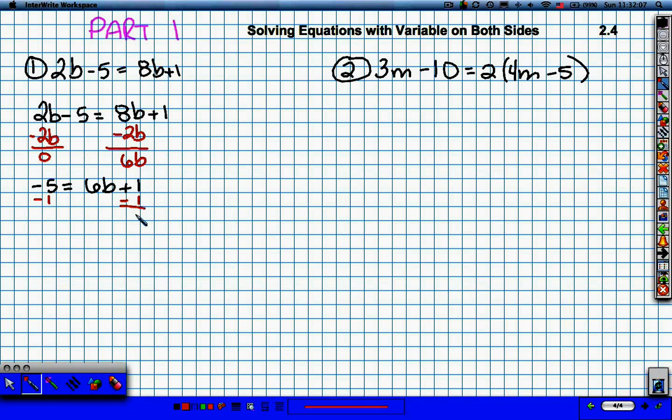So of course this will become 0 because they're inverses, and then a negative 5 minus 1, if I don't remember, I'm going to write it out. Negative 5 minus 1 is the same as doing a negative 5 plus a negative 1. So actually my answer is going to be negative 6. So right now I have negative 6 equal to 6b. So now I need to isolate my variable.